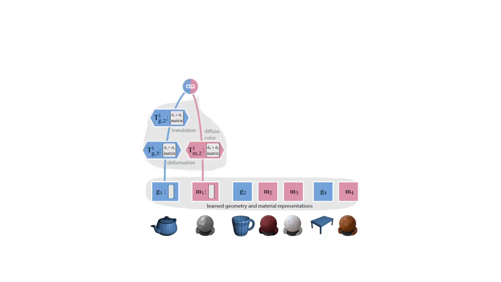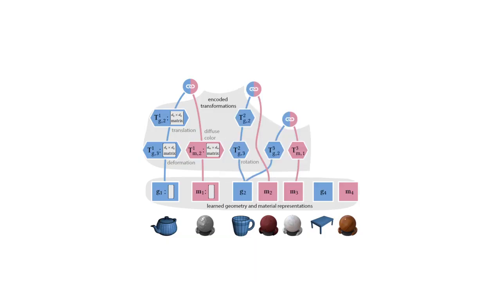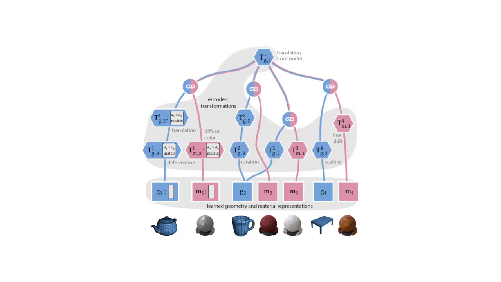Each representation can be transformed using familiar editing operations that are encoded and stored as high-dimensional matrices. For example, we can deform and translate the teapot geometry and adjust the base color of the material. Each representation can undergo a different chain of transformations. In this case, the entire scene is transformed using the top-level transformation, which represents the root node of the graph.